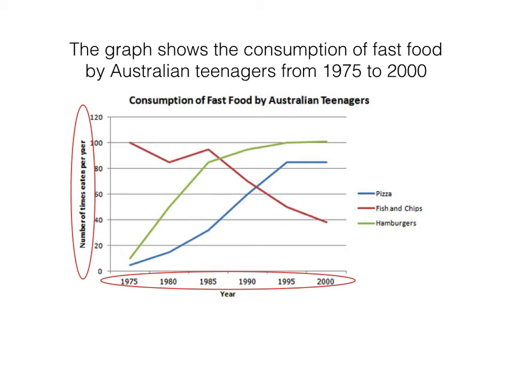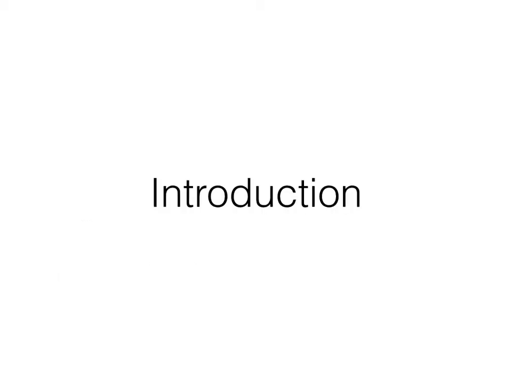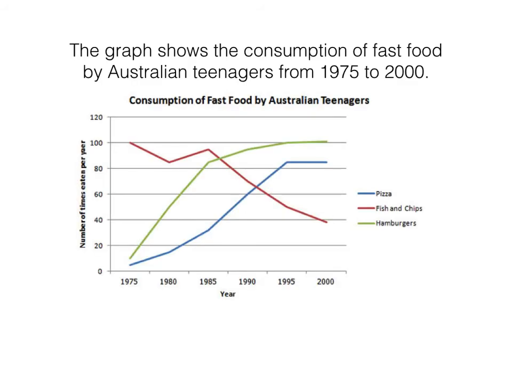So this is a typical change over time graph. Our job is to describe what happened from 1975 to 2000. And we do this following a very simple structure. We need an introduction, an overview, and body paragraphs or key features. Let's start with the introduction.